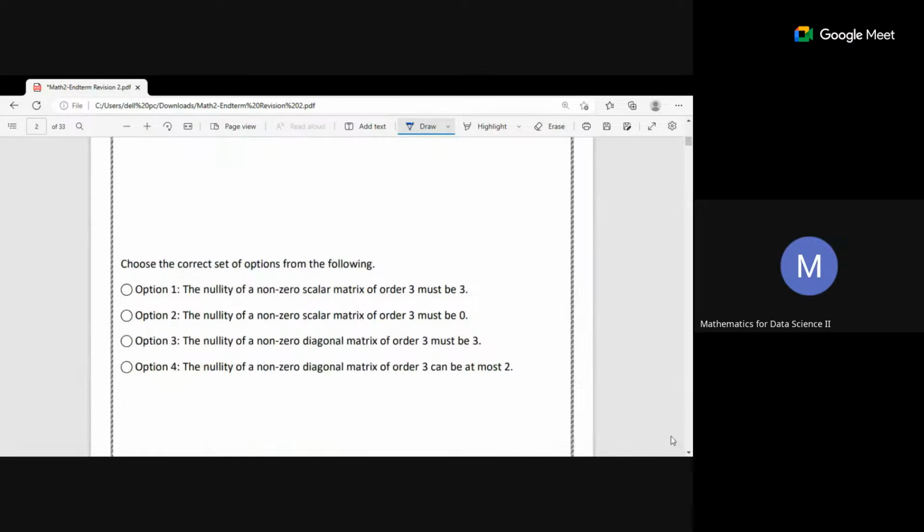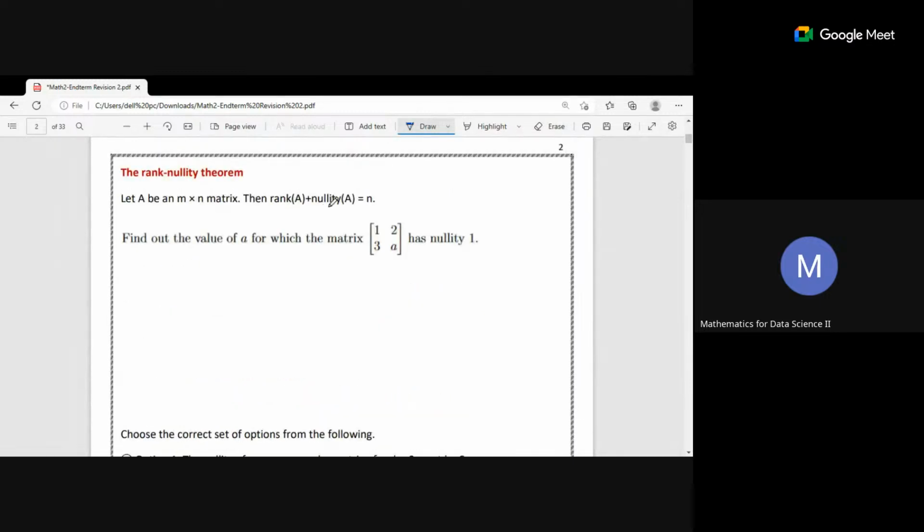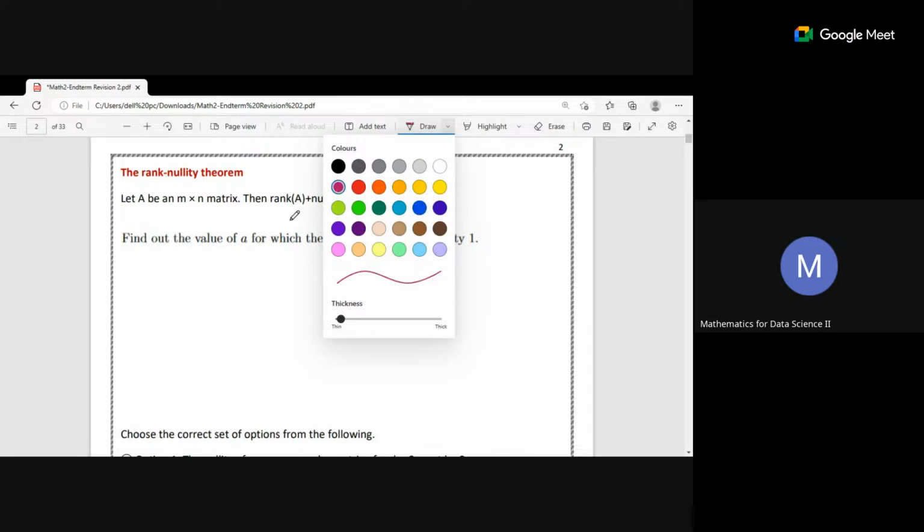Fine. So what does the rank nullity theorem say? Rank nullity theorem says that rank of A plus nullity of A is equal to n. Now you are given a 2 by 2 matrix. What should be the rank of this matrix? How do you identify the rank of this matrix? How are rank and determinant related?